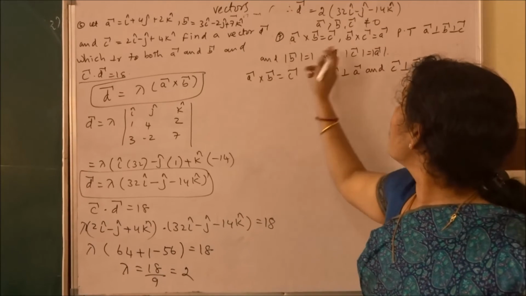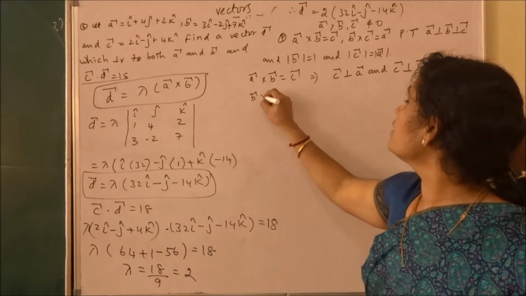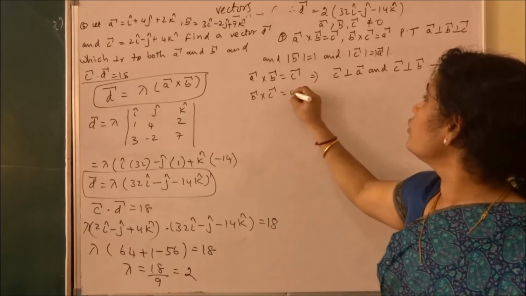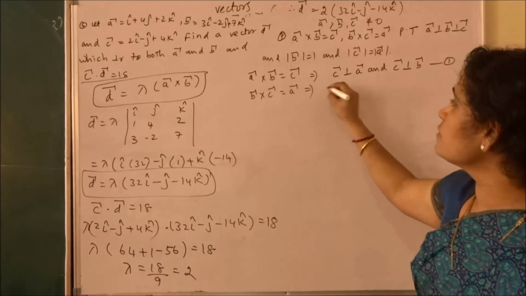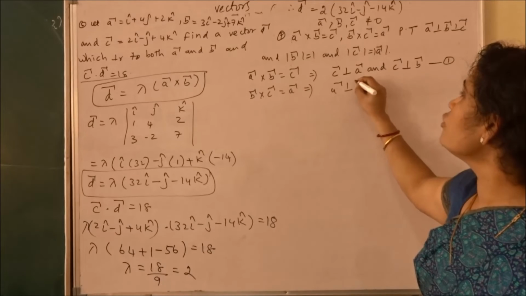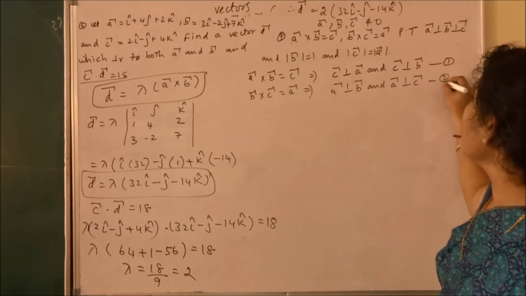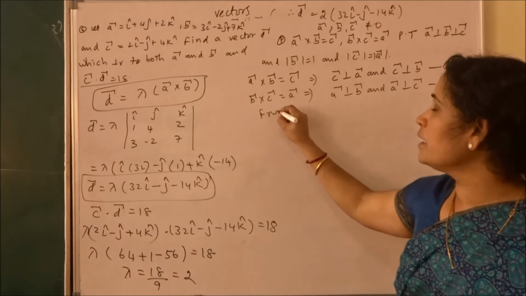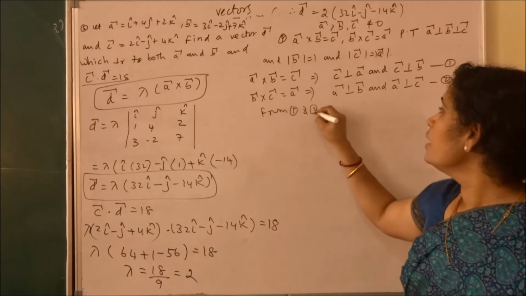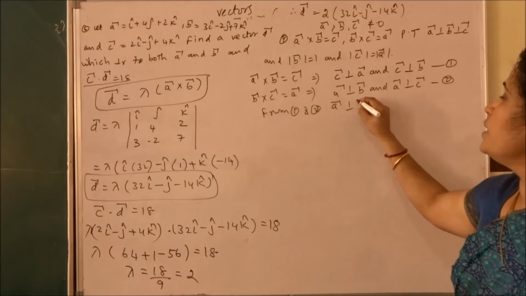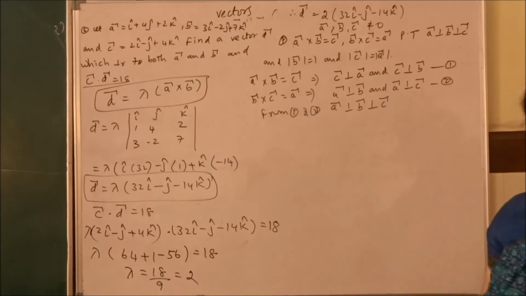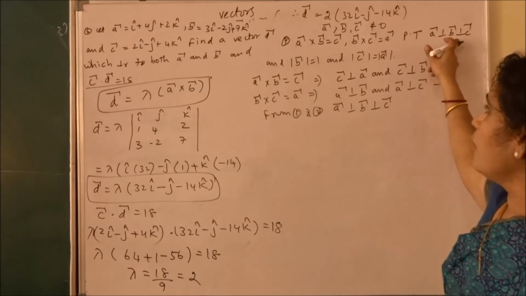And another result they have given here, B vector cross C vector equal to A vector. This implies, what can you say? A vector is perpendicular to B vector and A vector is perpendicular to C vector. Now see, from 1 and 2, what can I say? A vector is perpendicular to B vector, perpendicular to C vector. Clear? First result I have proved.